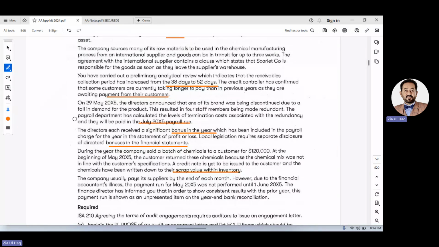The company usually pays its suppliers by the end of each month. However, due to the financial accountant's illness, the payment run for May 20X5 was not performed until 1st June 20X5. The finance director has informed you that in order to show consistent results with the prior year, this payment run is shown as an unpresented item on the year-end bank reconciliation.